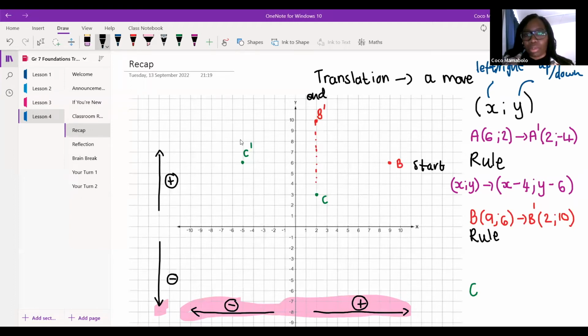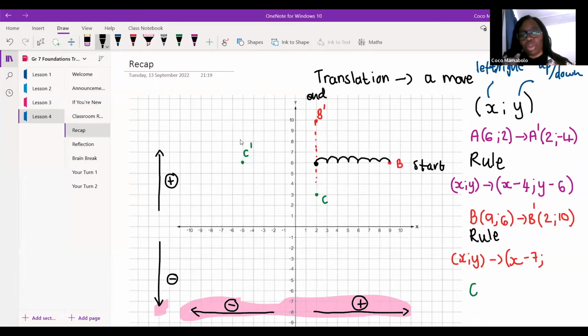All right, so let's count how many times we need to move to the left to get right underneath B prime. So we're going to move 1, 2, 3, 4, 5, 6, 7. How many times? 7, ma'am. Good. So my rule is we're going to say we started at X, Y. And then what did we do to X? Did we plus or did we minus? Minus, ma'am. Minus how many units? 7, ma'am. Good. Minus 7. Do you see how we do that? Yes, ma'am.